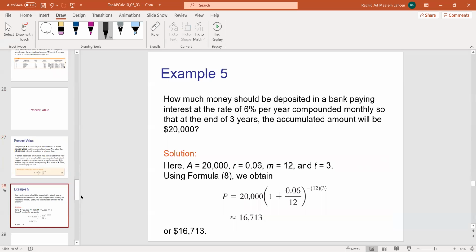So for example, how much money should be deposited in a bank paying an interest rate of 6% per year compounded monthly, so 12, so that at the end of 3 years, the accumulated amount will be 20,000? So A is 20,000, R is 6%, monthly is 12, and you do this and you find it's 16,713.